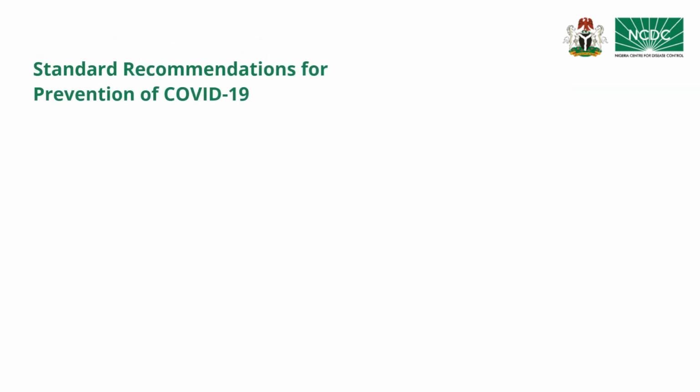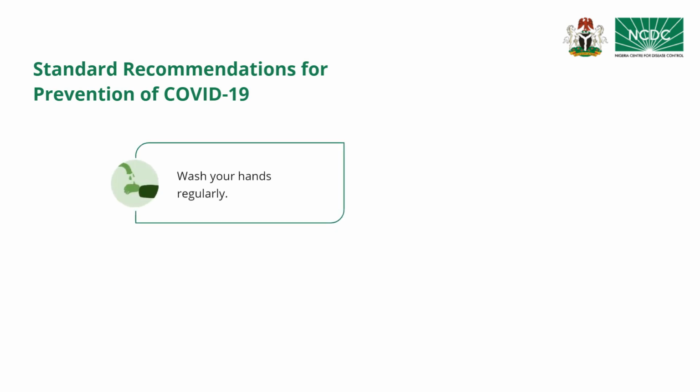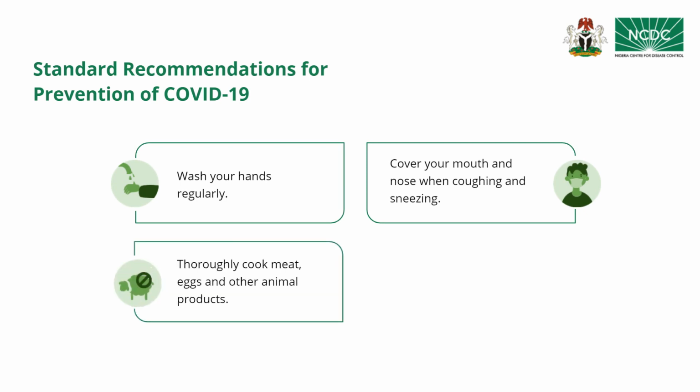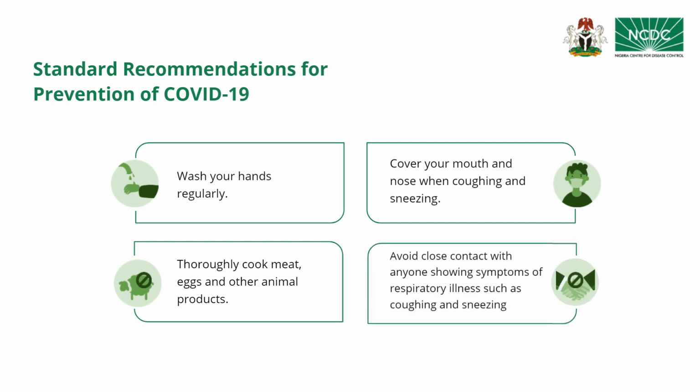The standard recommendations for prevention of COVID-19 are to wash your hands regularly, cover your mouth and nose when coughing and sneezing, thoroughly cook meat, eggs, and other animal products, and avoid close contact with anyone showing symptoms of respiratory illness such as coughing and sneezing. A short video on the general facts on who should get tested for COVID-19 and how to get tested can be seen in the materials section for more information.